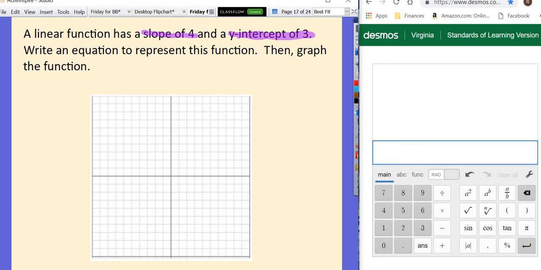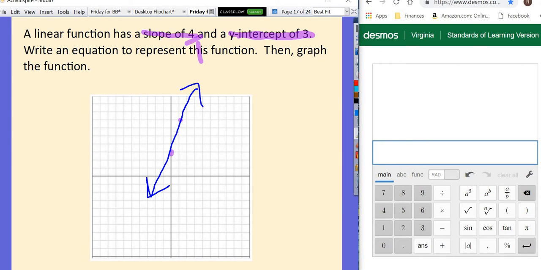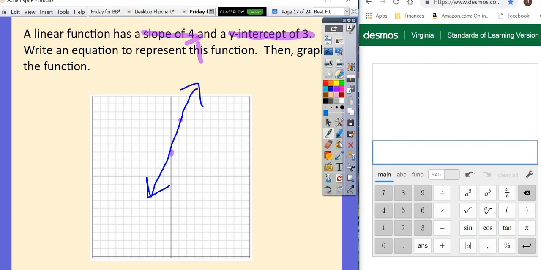But anyway, y-intercept of 3 is going to be 1, 2, 3, right there. And a slope of 4 is the same as 4 over 1. So we're going to count up 4 and over 1. Then once we do that, we can go ahead and change this to a pin. And I'm going to graph that line right there. So that's how you would do that.